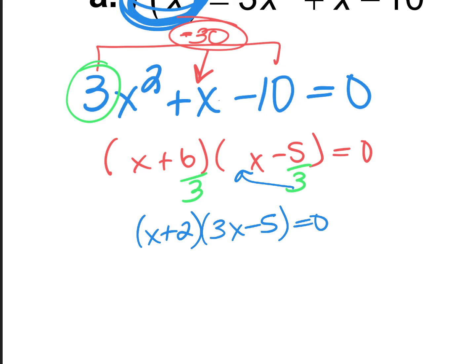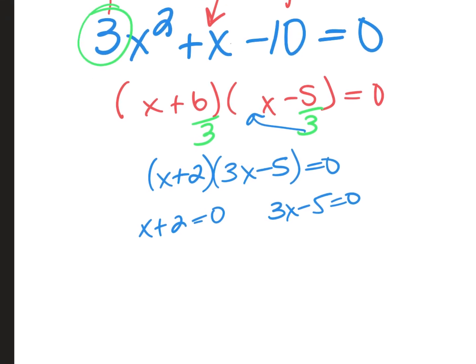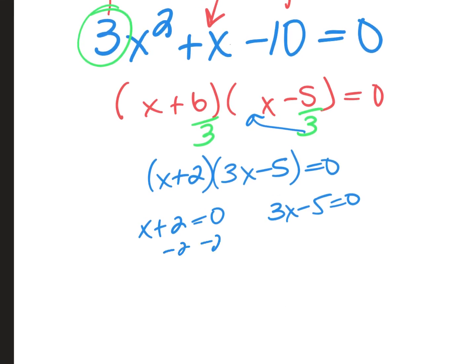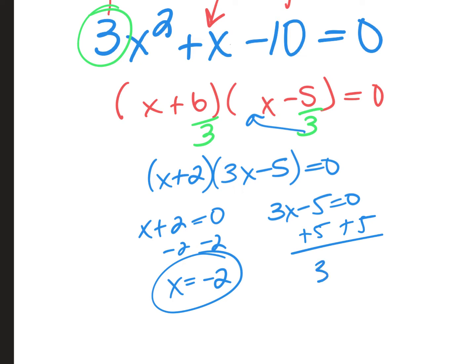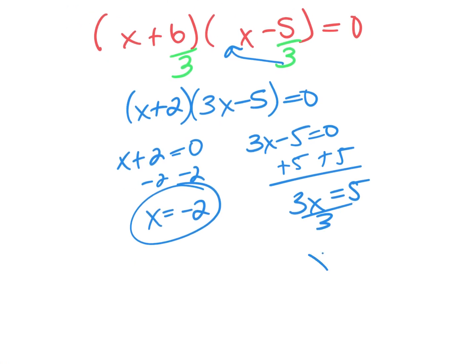Now I'm trying to find the solutions, the answers. So what do I do? I set each piece equal to 0. x plus 2 equals 0, and 3x minus 5 equals 0. Subtract 2 from both sides, and x equals negative 2. Great. I'm going to add 5 and divide by 3, and I get x equals 5 over 3.